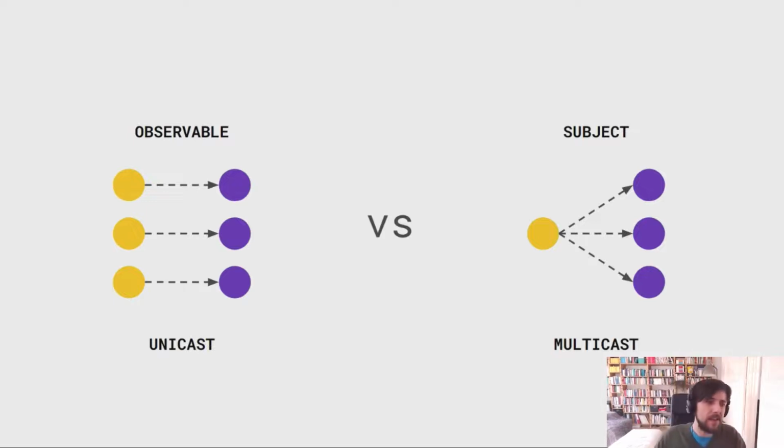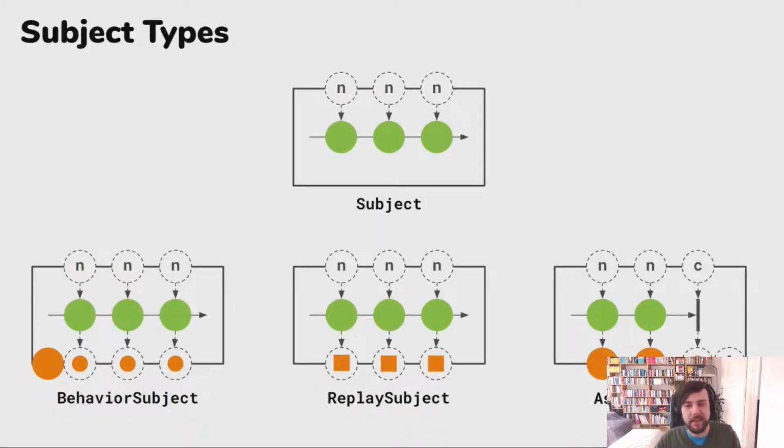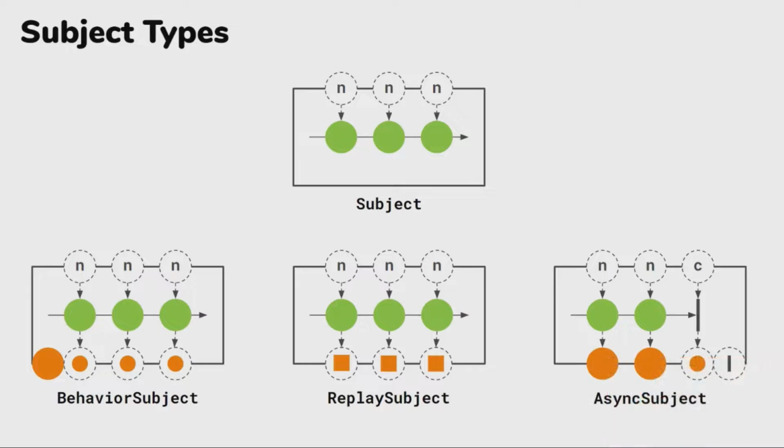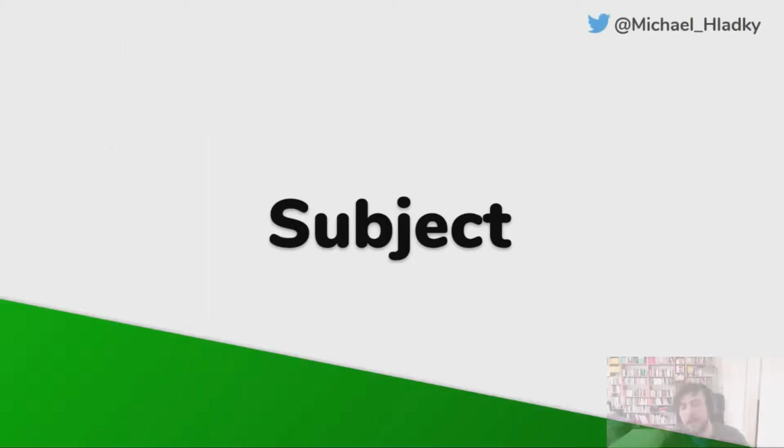Okay. Now, as we understand all the different internals of observables and subjects, let me dive into subjects a little bit more detailed. There are 5 different public subjects. I will only talk about 4 of them: the subject, the behavior subject, the replay subject, and the async subject. And if you want to know about the last subject, the WebSocket subject, you can check out Lami's talks online. She has pretty cool content on that one. But let's start with the subject.